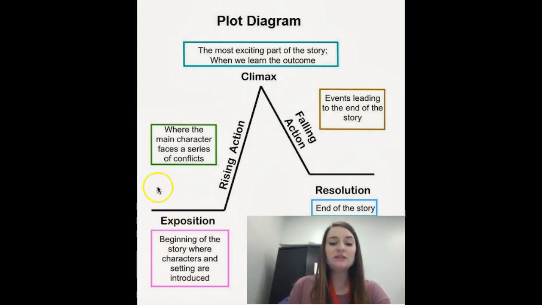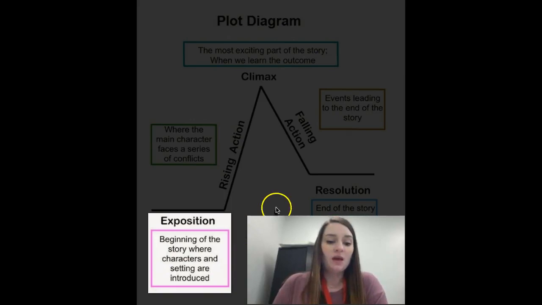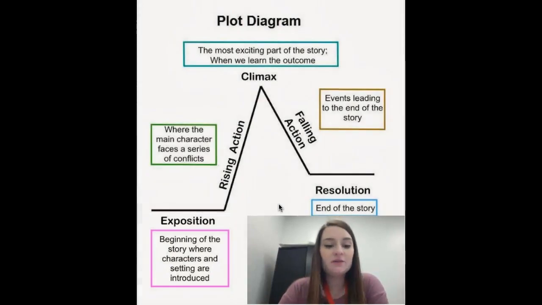it kind of looks like this part could look like a triangle. Sometimes you see them, they look like a pyramid. But this one's labeled plot diagram. Okay, so the first thing you see is exposition. That's the beginning of the story where characters and setting are introduced. Okay, so that very beginning of the story. So we just read chapter 1 where all those characters were introduced and all that new information you were given. That would go in the exposition.